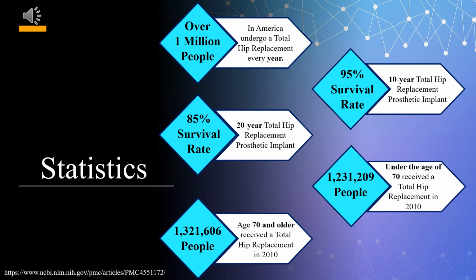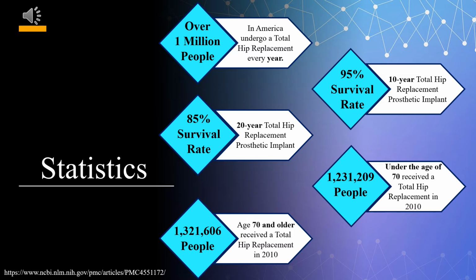So looking at 2010, there were 1,231,209 patients under the age of 70 who received a total hip replacement. Now, this is back in 2010. I did find a few statistics as of recent in 2021. However, all of them did not give an exact number like we have here from 2010. It just showed that over millions of people have done it.